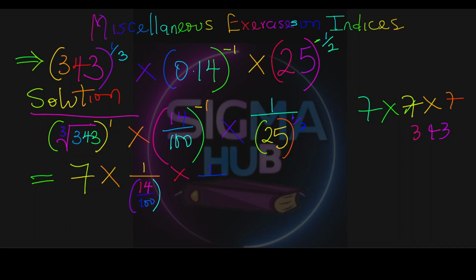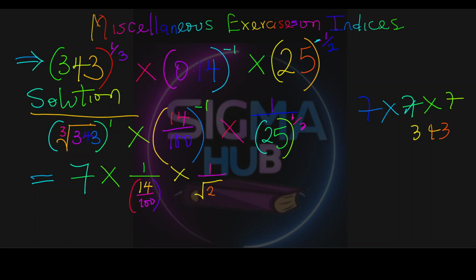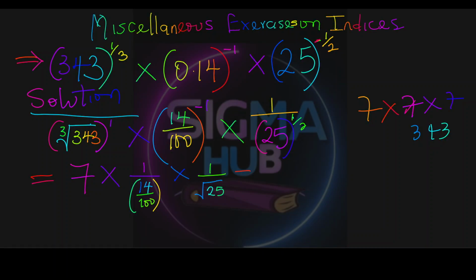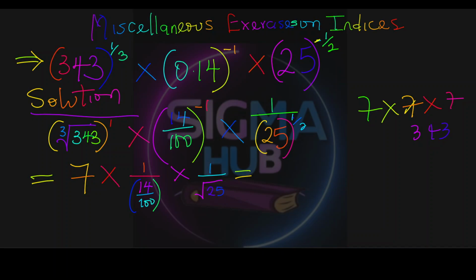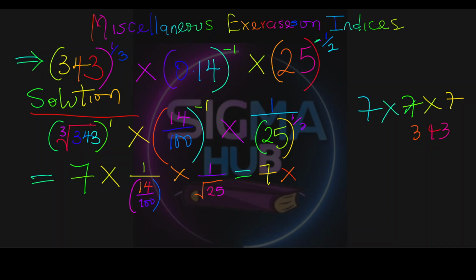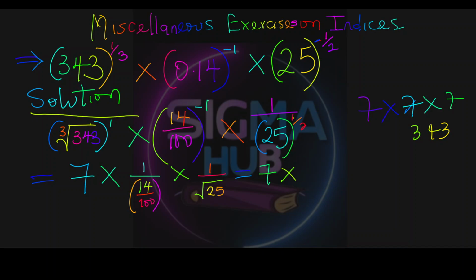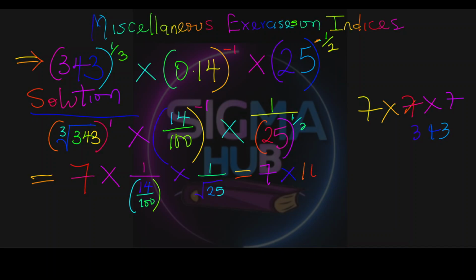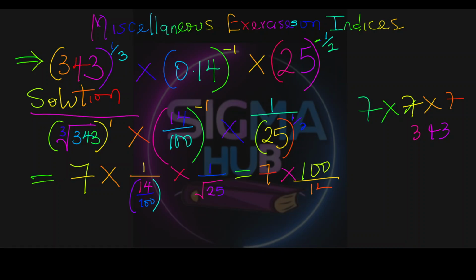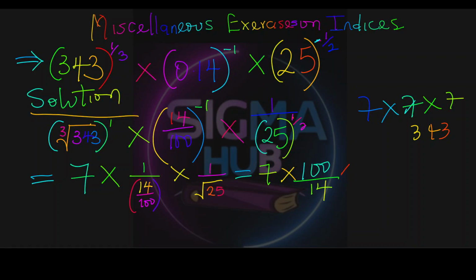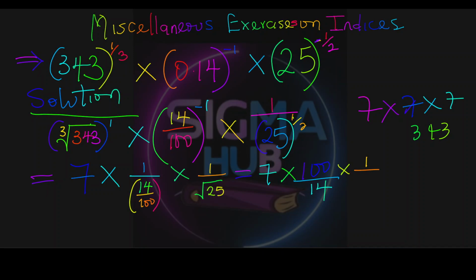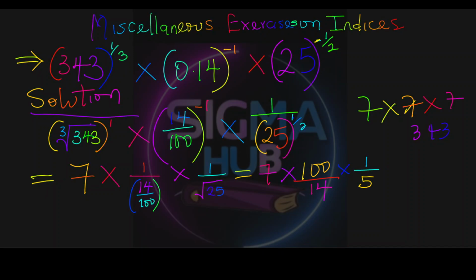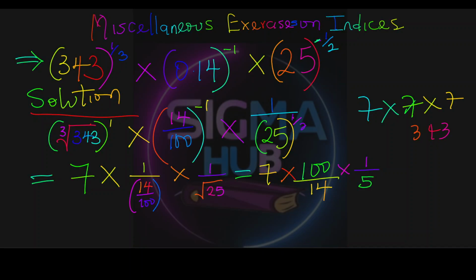So it's going to be the square root of 25 raised to the power 1, but I don't need to write that. So which is going to be giving us 7 multiplied by, don't forget, 1 over 14 over 100 becomes 100 over 14. So we have 100 over 14, then multiplied by 1 over the square root of 25, which is 5. And we're going to be simplifying.